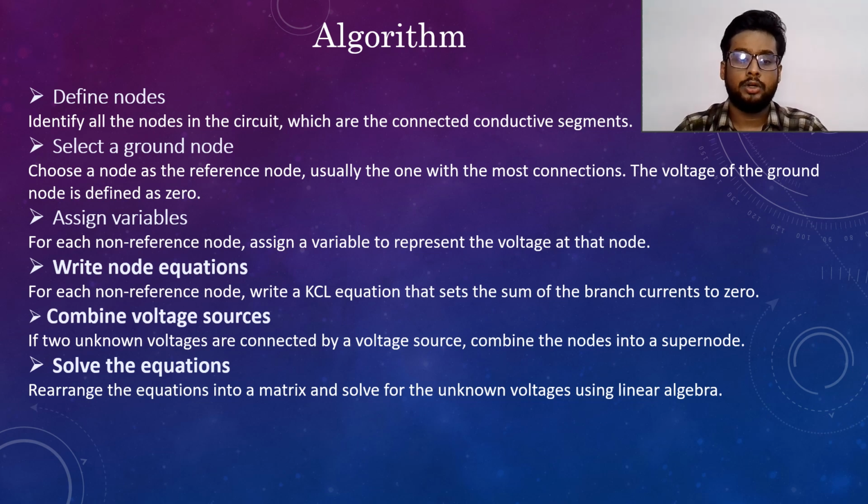Write a node equation for each non-reference node, or write a KCL equation that sets the sum of the branch currents to 0. Combine voltage sources: if two unknown voltages are connected by a voltage source, combine the nodes into a supernode. Solve the equations: rearrange the equations into a matrix and solve for the unknown voltages using linear algebra.